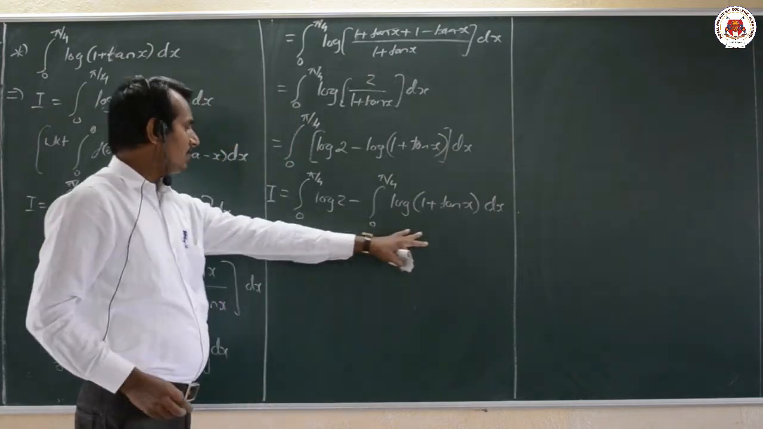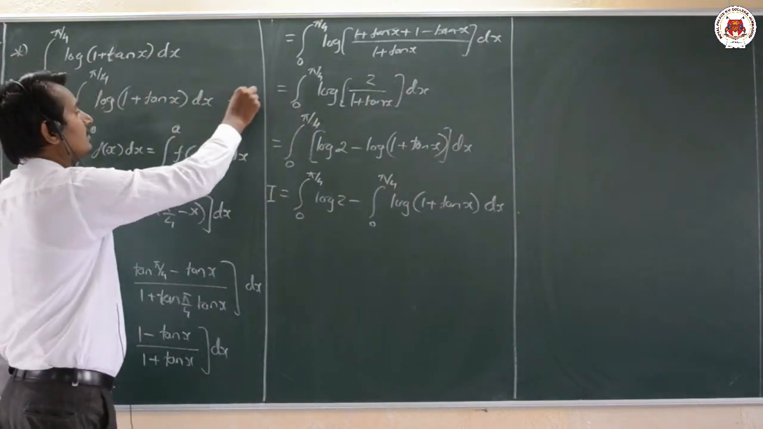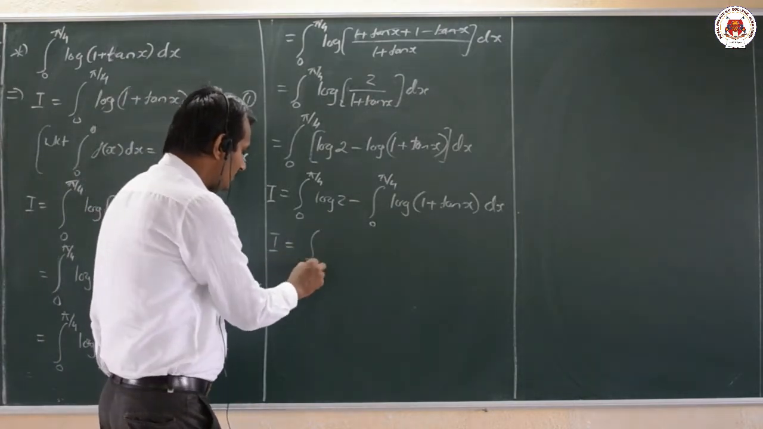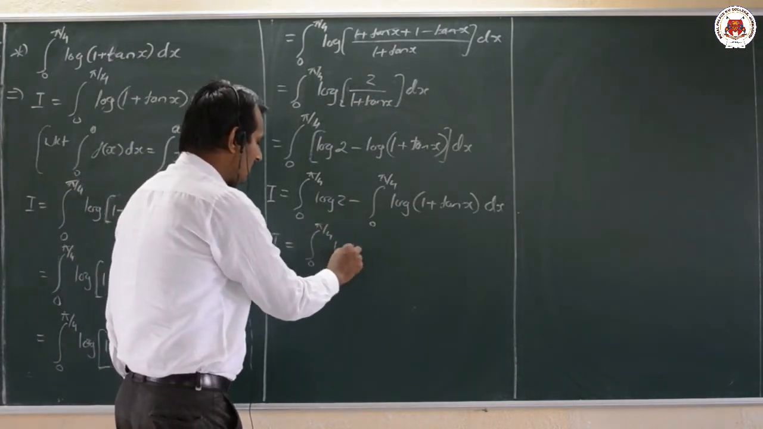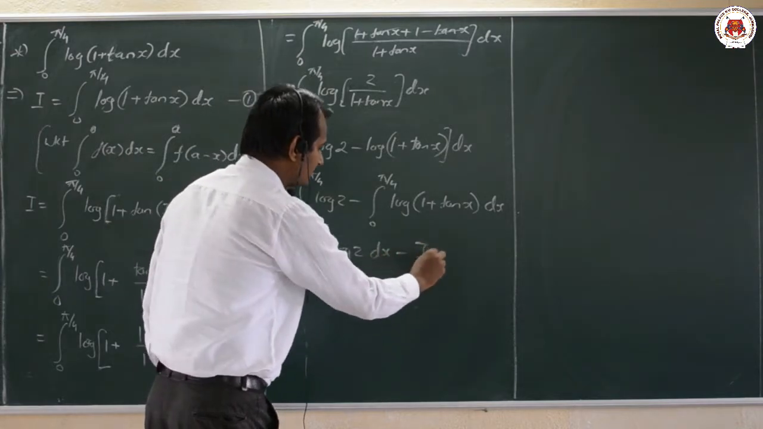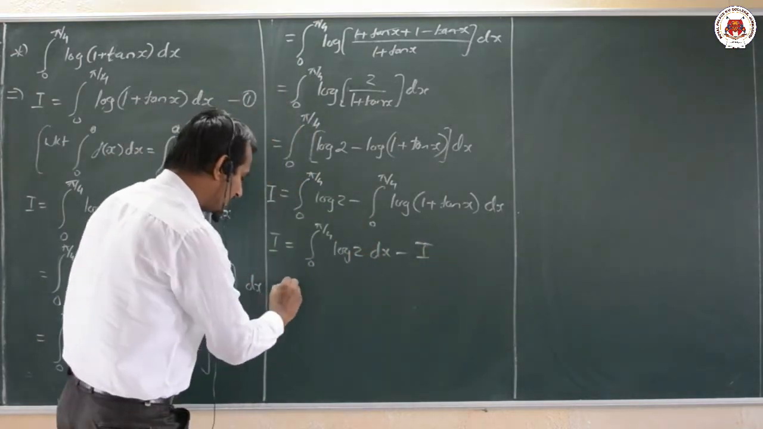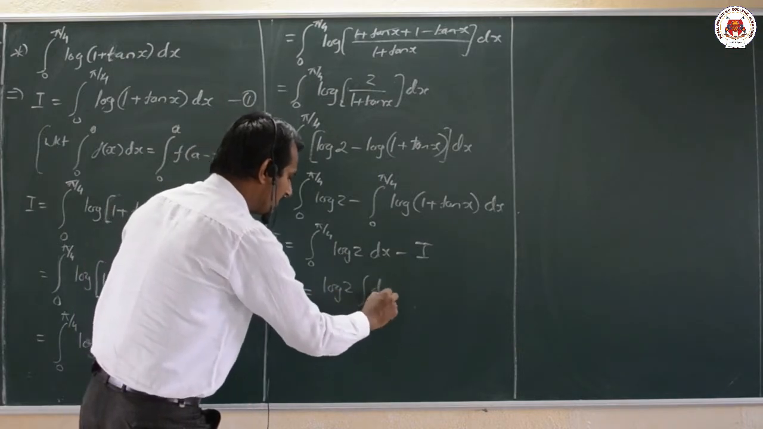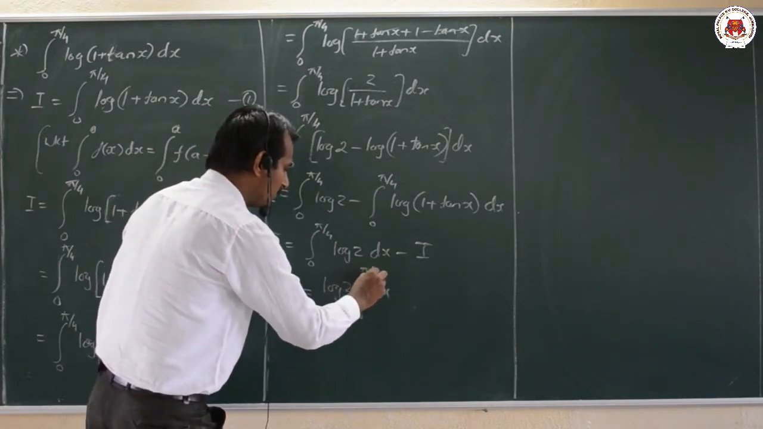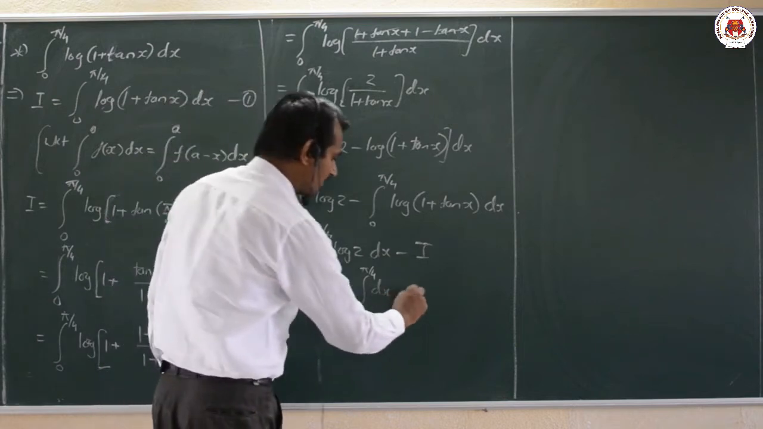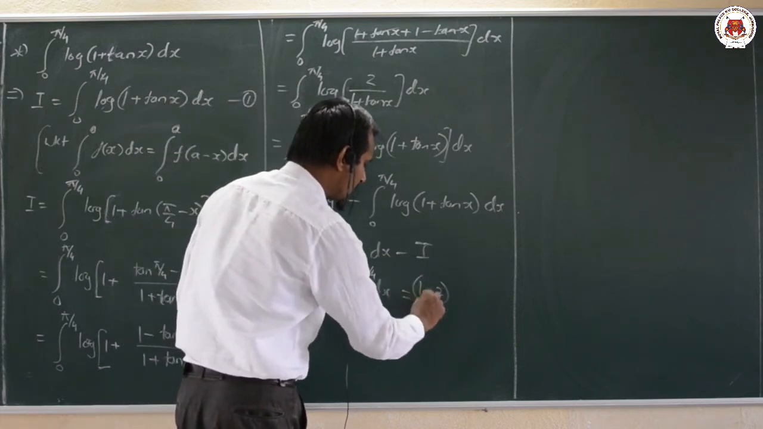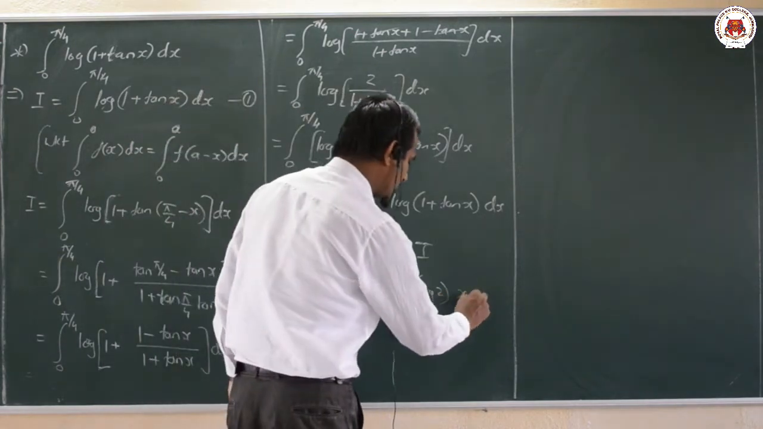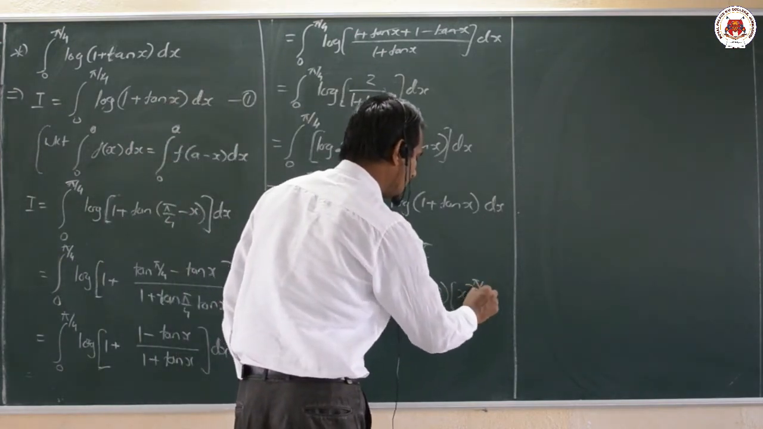Now we can observe that according to equation number 1, the given question, this value will be I here. So I is equal to the integral from 0 to pi by 4 of log 2 dx minus I. If I take I here, I plus I, the value will be 2I, equal to log 2 constant outside, the integral of dx from 0 to pi by 4. That is log 2 into x, from 0 to pi by 4.